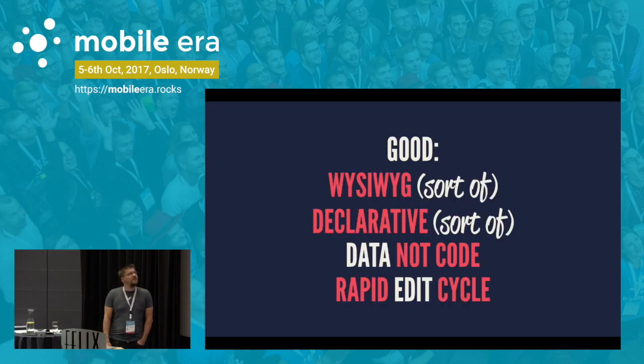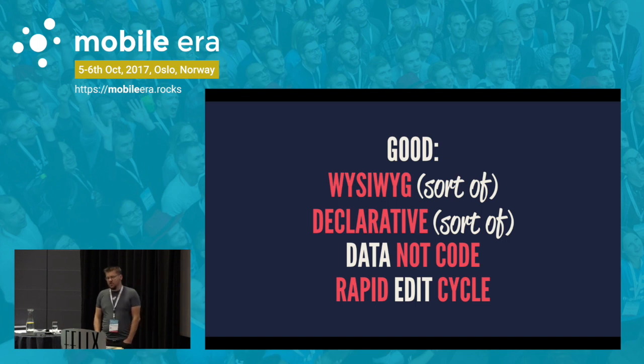So there's a lot of good things about storyboards. They're WYSIWYG. What you see is what you get, kind of. So for the most part, you can design your UI with drag and drop. But if you try and do anything complicated like a collection view or dynamic data, it pretty rapidly gets to the point where what you're seeing in the storyboard is not actually what you're going to see on screen in your app.